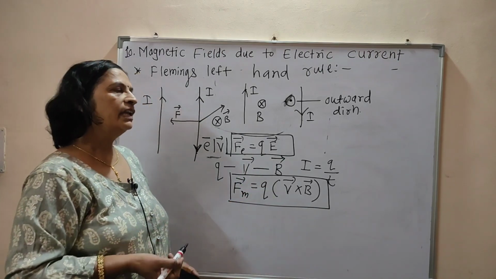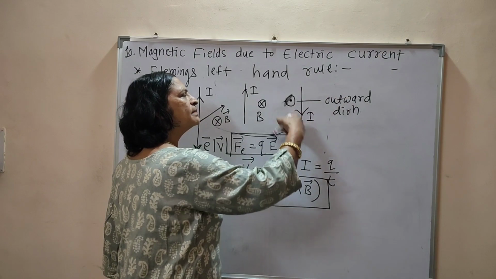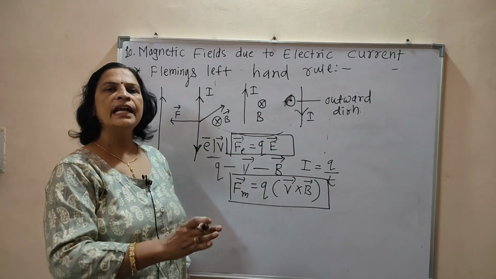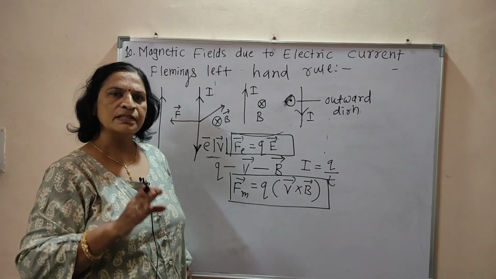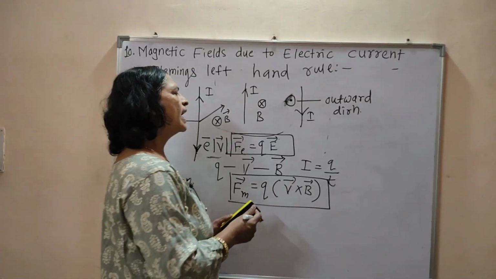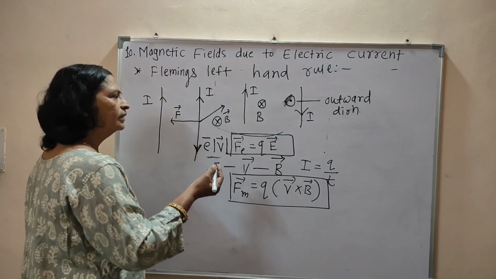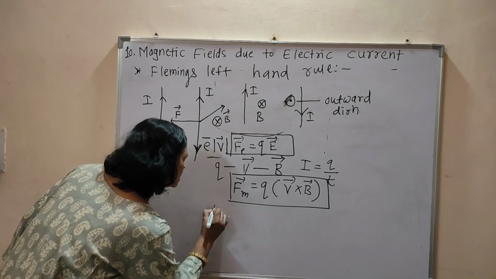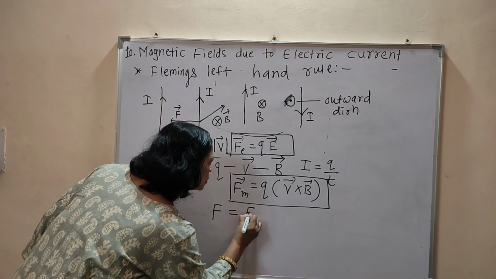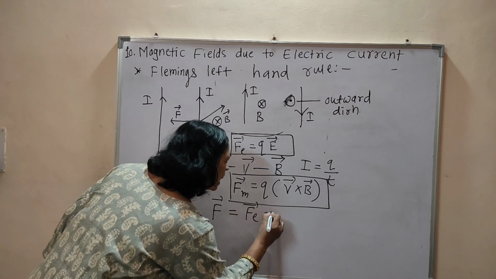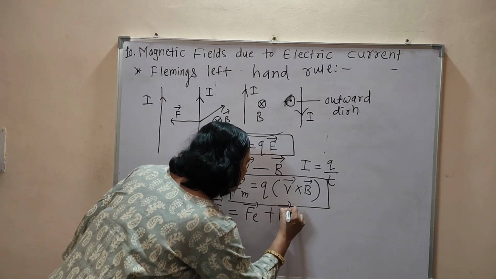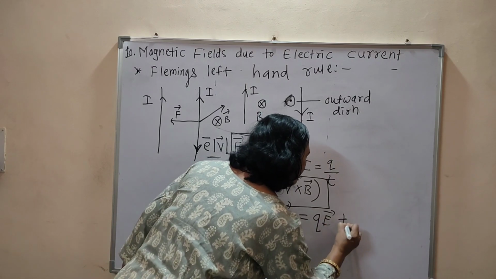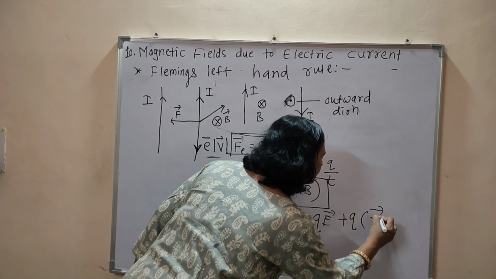Okay. And when an electric current produces a magnetic field around it, at that time electric field and magnetic field are simultaneously present, and the net force acting on that charge is called the Lorentz force. That means the force is the summation of electric force and magnetic force, and F equals Q into E plus Q into V cross B.